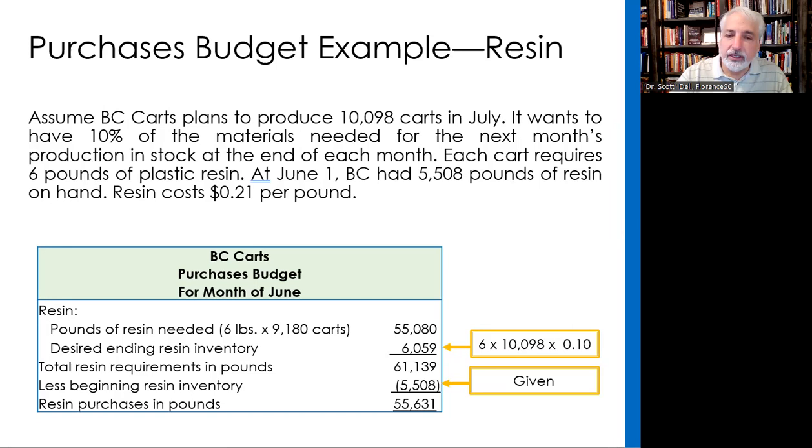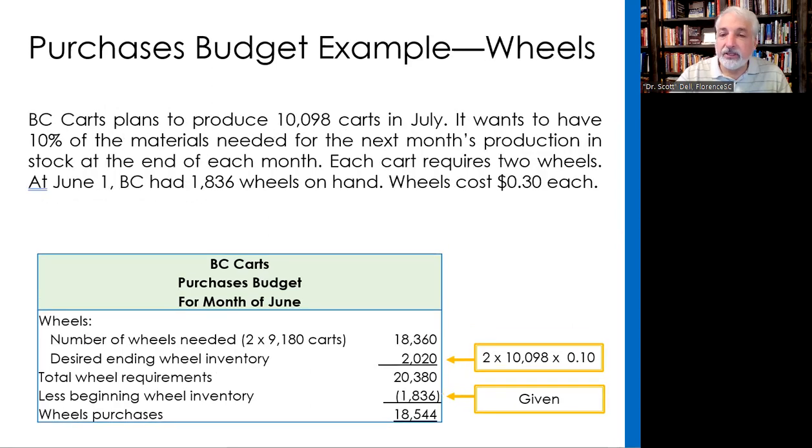So the amount of resin we need is 6 pounds times 9,180 carts. These are in units, not in dollars yet. We'll get to dollars soon enough. But right now we're looking at units: desired ending resin inventory, total resin requirements in pounds of resin, less beginning resin inventory, giving the total purchases in pounds that we need to budget for of resin.